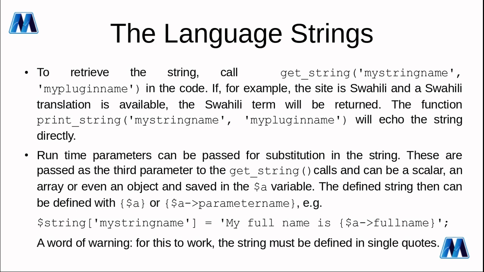However, if you are defining a string with a parameter for substitution, the string must be defined in single quotes. Probably best to have single quotes for all your strings unless it's absolutely necessary, or it's easier to use double quotes.